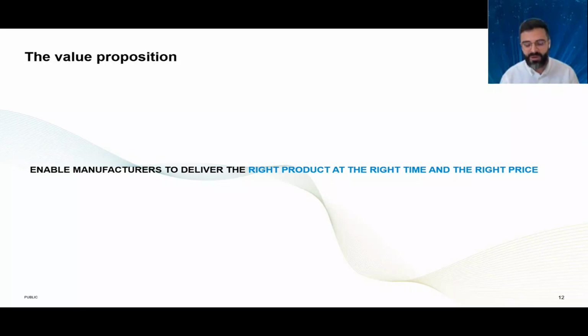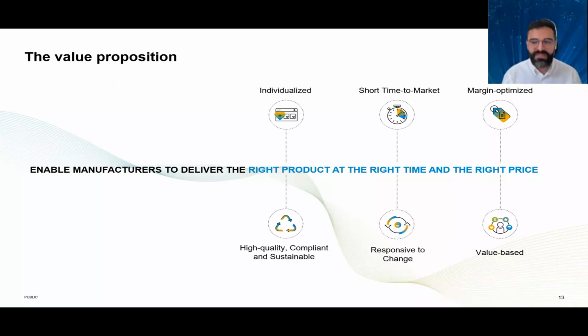Ultimately, the integration of PLM with manufacturing, with ERP, and also probably other supply chain solutions enable manufacturers to deliver the right product at the right time and at the right price. So ultimately, this is SAP's key value proposition for product lifecycle management and Industry 4.0. Through this integration we have explained, you will be able to deliver individualized, high quality, compliant, and sustainable products.